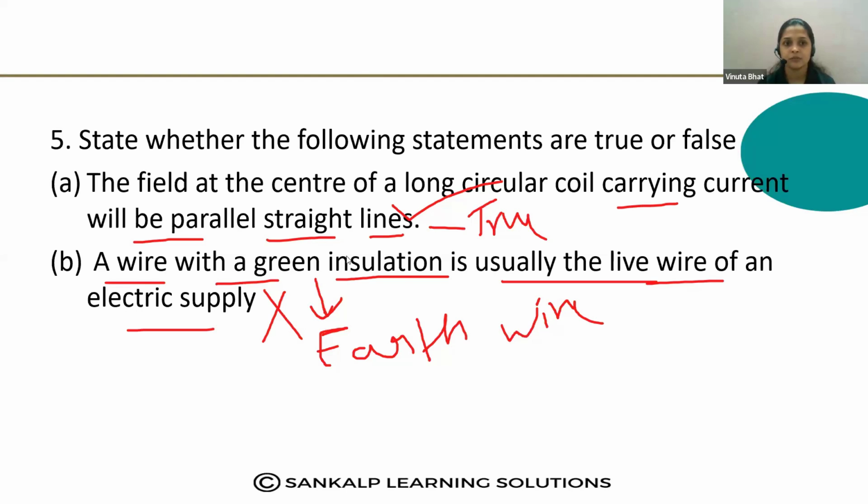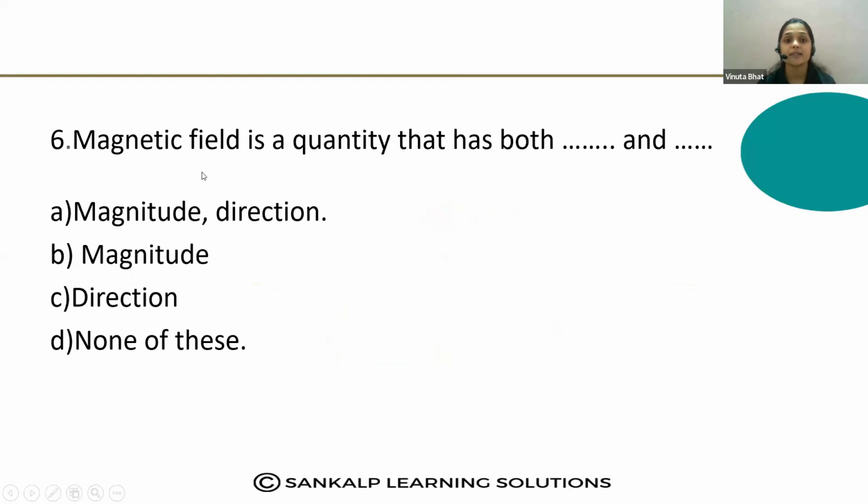Next question. Magnetic field is a quantity that has both dash and dash. A. Magnitude and direction. B. Only magnitude. C. Direction. Option D. None of this. Here, the magnetic field is a quantity which has both, meaning magnitude and direction. This magnetic field has both magnitude and direction. Okay, option A is the correct answer.